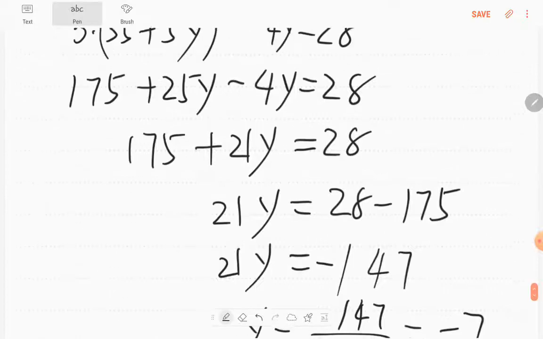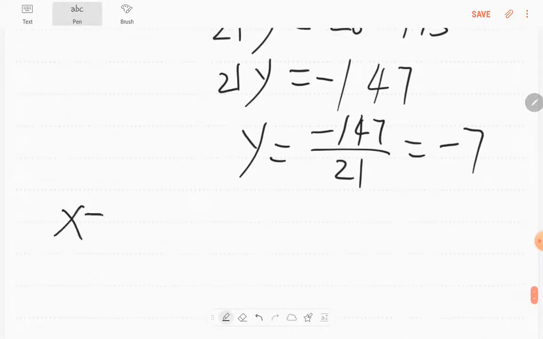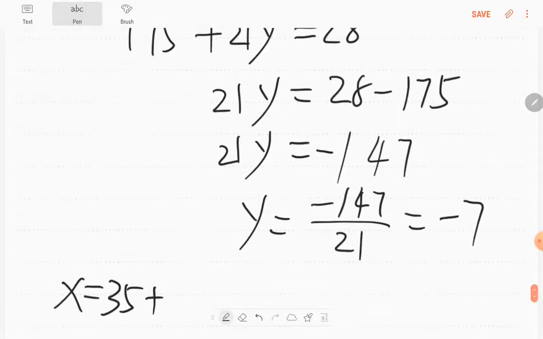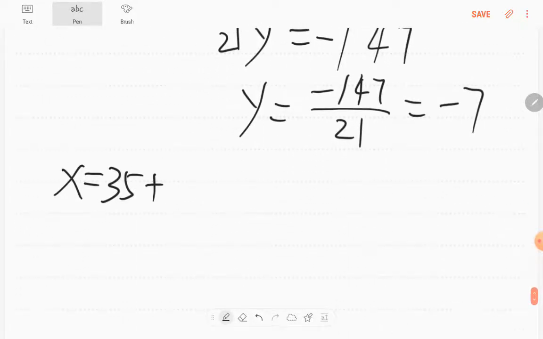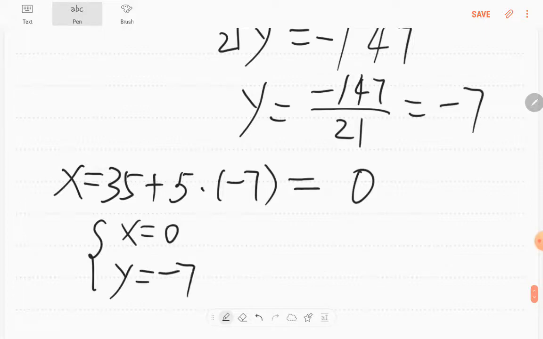So if y is negative 7, we plug in here, right? So x equals 35 plus what? 5y. 5 times negative 7. So x equals 0, right? So you have a solution, x equals 0, y equals negative 7. Or you can use the pair point to denote the solution, 0, negative 7. Okay, you can use either form, depends on the problem.